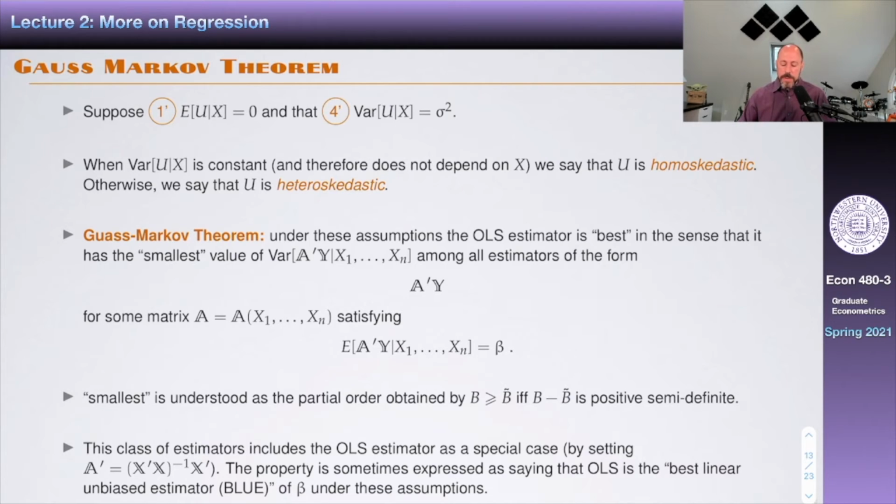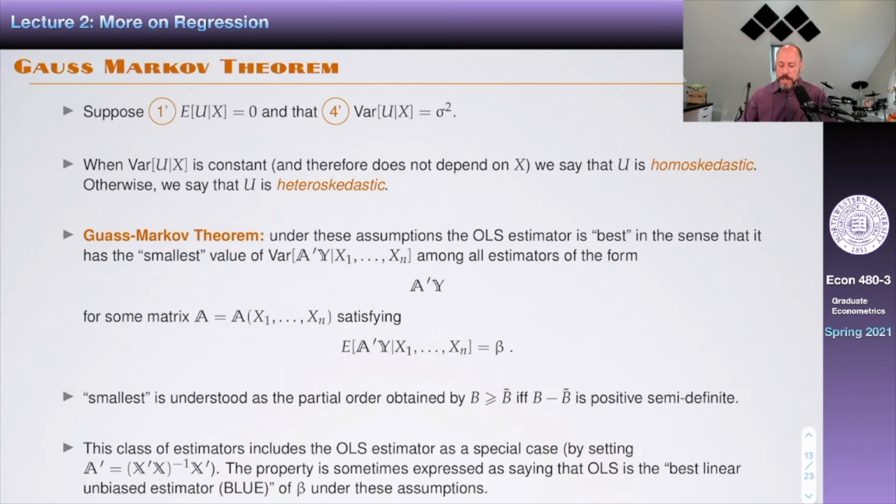When the variance of u given x is constant, I wrote here, and that means it doesn't depend on x, we say that u is homoscedastic, okay? And if that is not the case, we say that u is heteroscedastic. But for this result, we need this assumption, so we need to assume that u is homoscedastic.